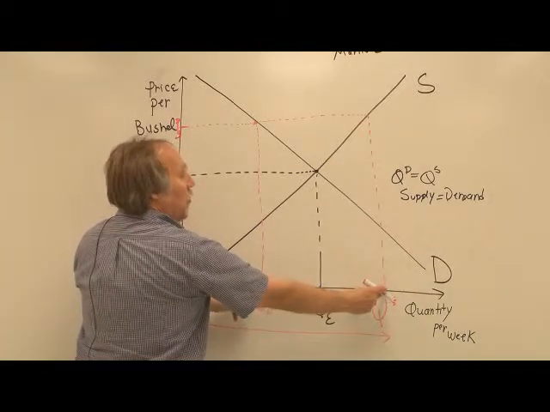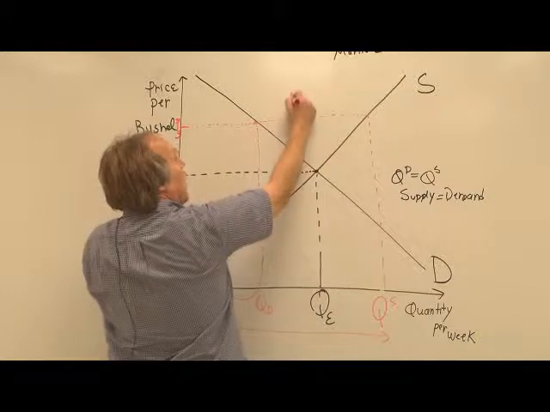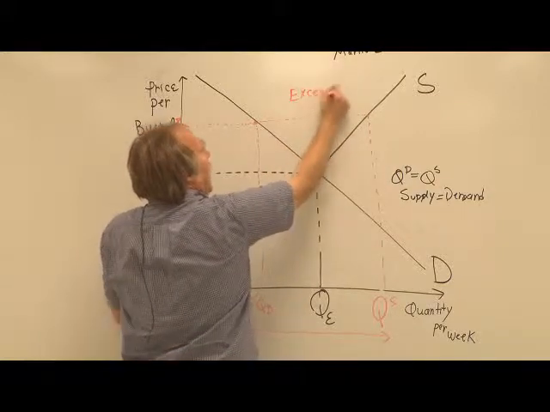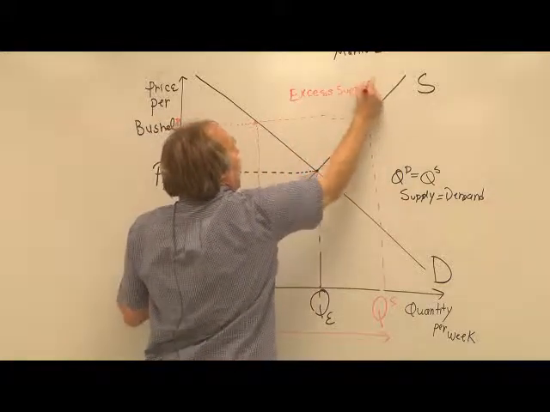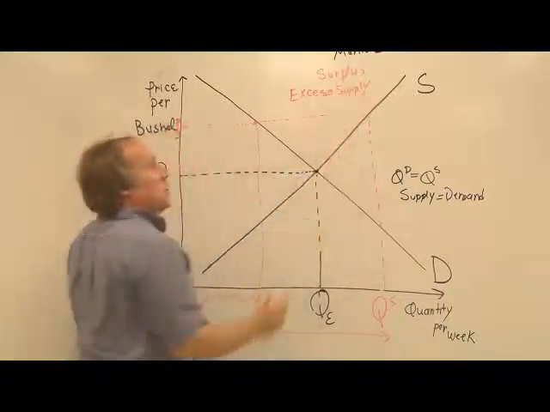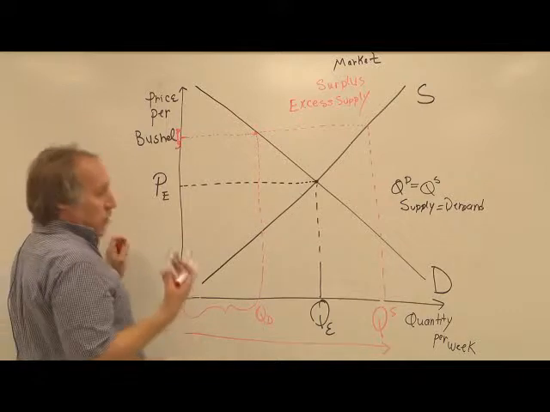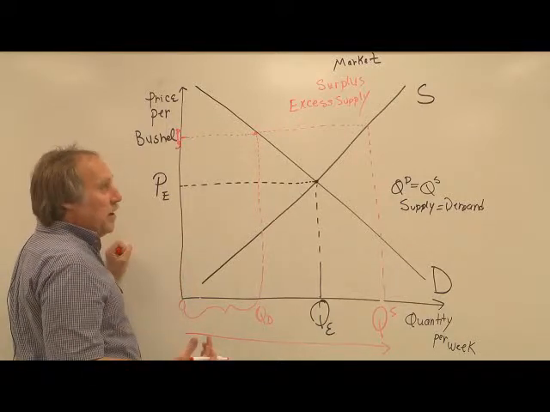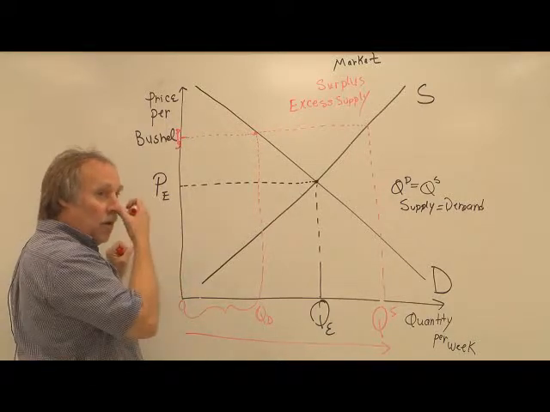This right here will be an excess supply. So here above equilibrium, we have excess supply, or we have a surplus.